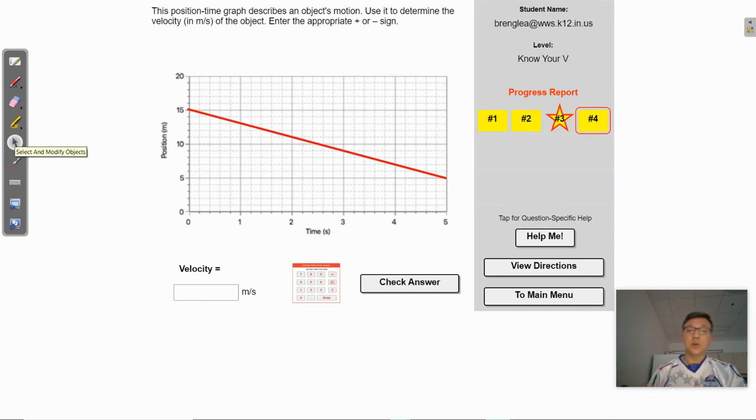So all this is showing us is that the object is actually just moving backwards, right? So it starts at 15 meters and then it ends at 5 meters.